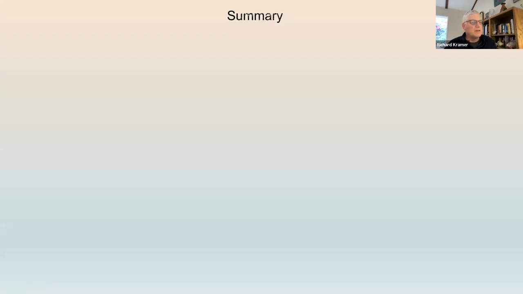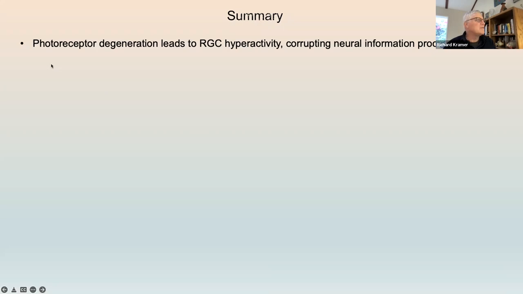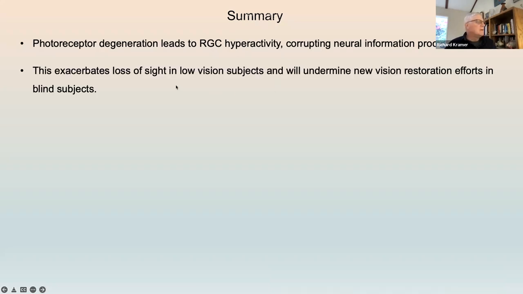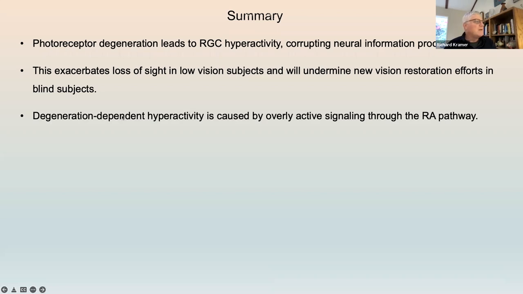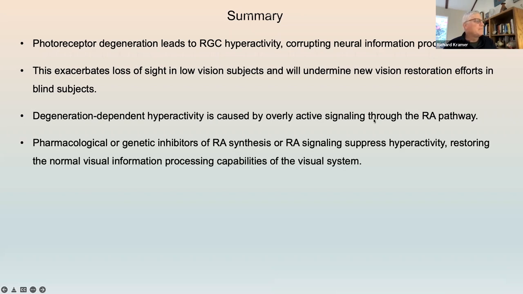So, just in terms of a written summary, what I've told you today is that photoreceptor degeneration leads to remodeling changes, including hyperactivity of retinal ganglion cells, and that corrupts neural information processing. This exacerbates, we think, loss of sight in low vision subjects and will undermine new vision restoration efforts in blind subjects. The degeneration-dependent hyperactivity is caused by overly active retinoic acid signaling, and pharmacological or genetic inhibitors of either the synthesis of retinoic acid or retinoic acid signaling can suppress hyperactivity and restore the normal vision information processing capabilities.